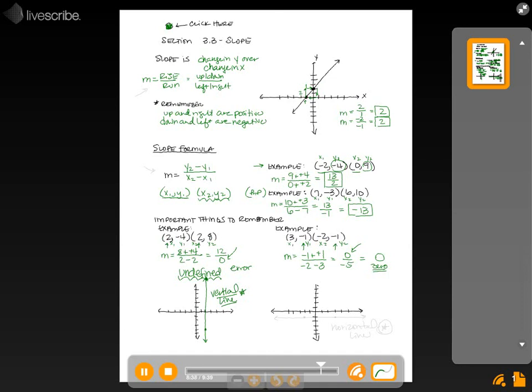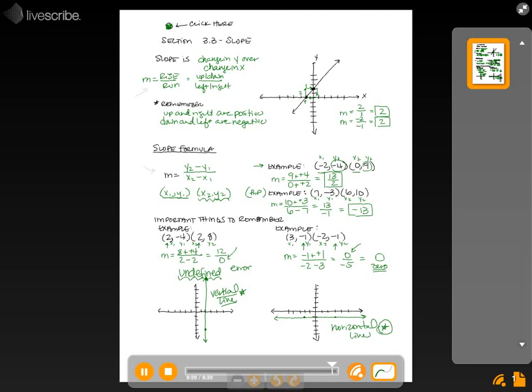Now let's graph these so we can see what it looks like. We've got (3, negative 1) and (negative 2, negative 1). We're going to connect those, and we get a horizontal line. And that's important. That's what I want you to see. So, horizontal lines have a slope that's 0. We'll recap this bottom part real quick. We said an undefined slope will have 0 in the denominator, and that's going to be a vertical line. A slope that has 0 in the numerator is going to reduce to 0, and that's a horizontal line.